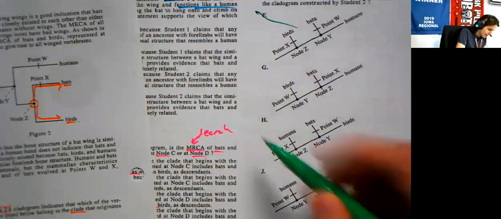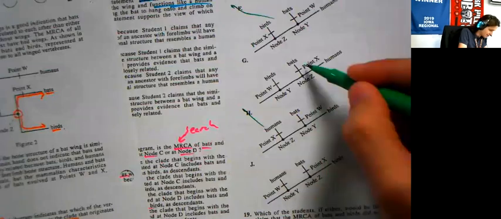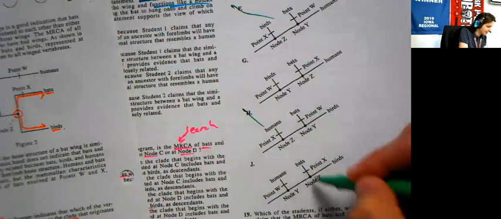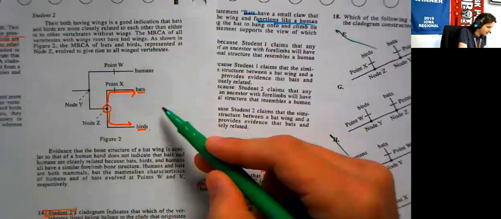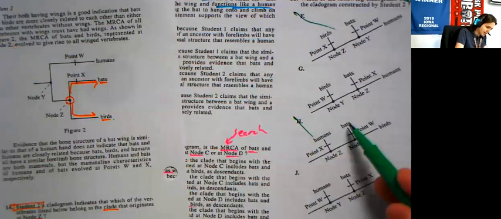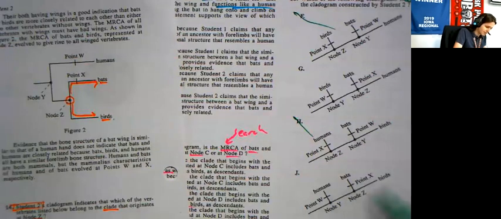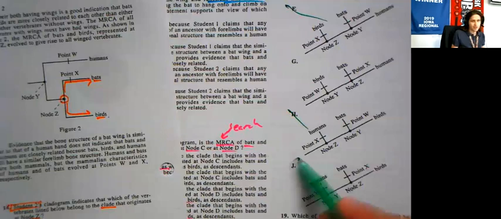Yes, that's correct. G or J. Rather, we've got bats, point X, node Z, bats, point X, node Z, and that lines up over here, bats, point X, node Z. But what's on the other side of that? Birds. Bats, point X, node Z, humans, bats, point X, node Z, birds. What's it got to be? Got to be answer option J.